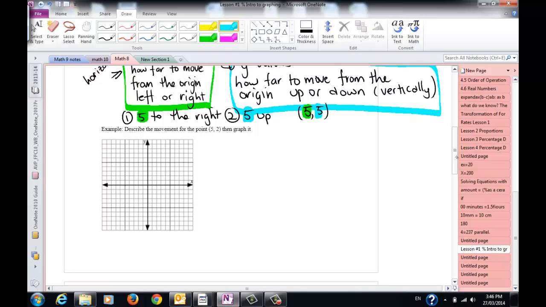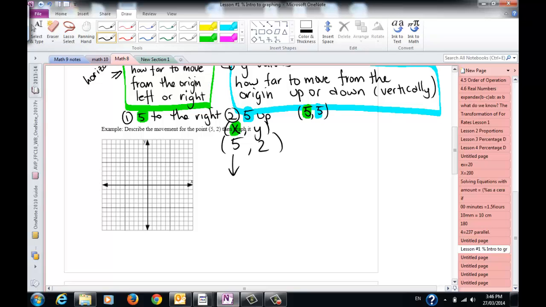So for the example that I have put first, it says describe the movement for the point 5, 2, then graph it. So I'm just going to write it in big here. So the first value is always our x value. The second value is our y value. You can remember that because it's in alphabetical order. On the alphabet, x comes before y.